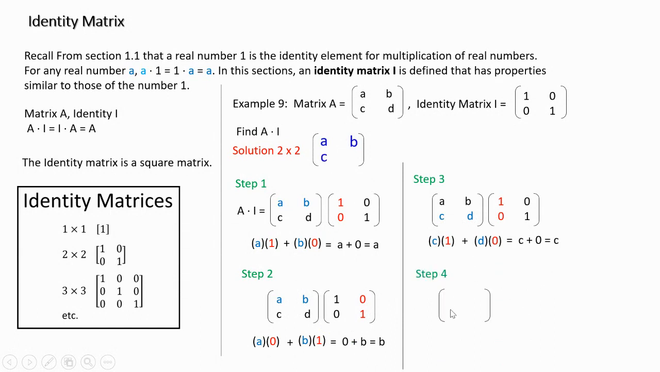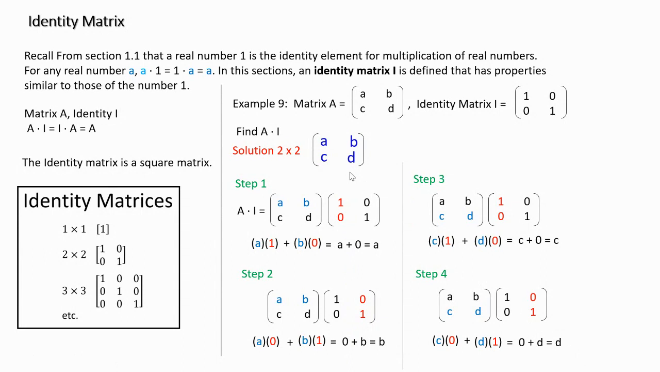And lastly, step 4, we're going to multiply the second row times the second column, which is in red. So C times 0 plus D times 1, which will be 0 plus D equals D. You see, we get the same matrix when we multiply by the identity.